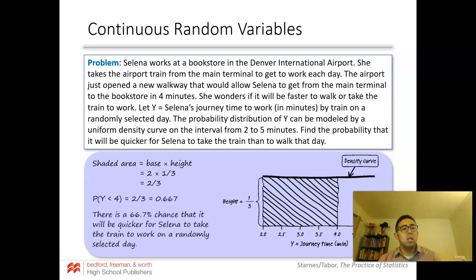So there is a 66.7% chance that it'll be quicker for Selena to take the train to work on a randomly selected day.